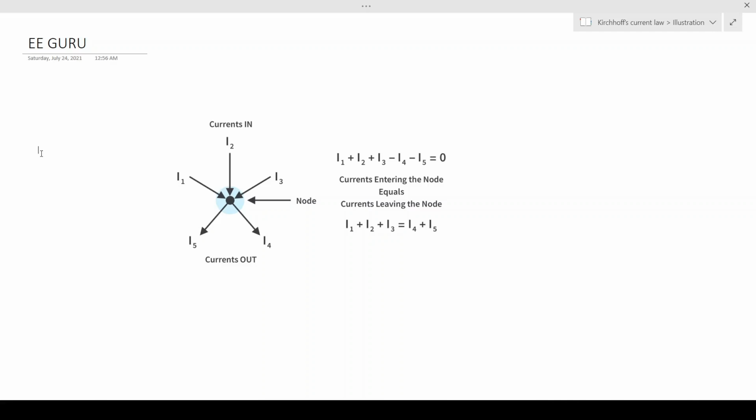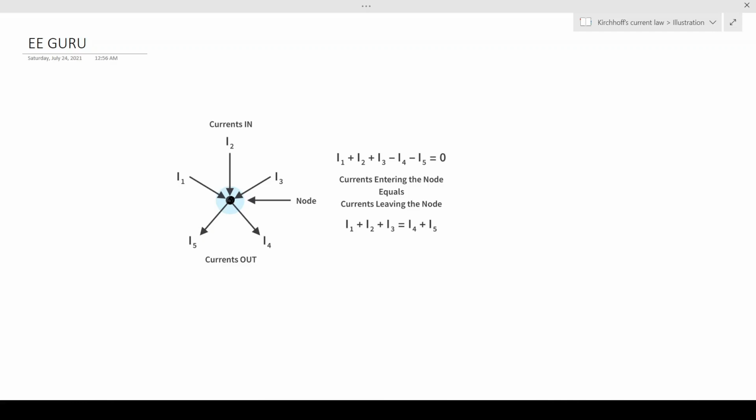As you can see, we have a node in the middle right here. And then we have current flowing into the node and also current flowing out of the node. So the arrows that are pointing into the node are the current that is flowing into the node. And the arrows that are pointing out of the node are the current that is flowing out of the node.